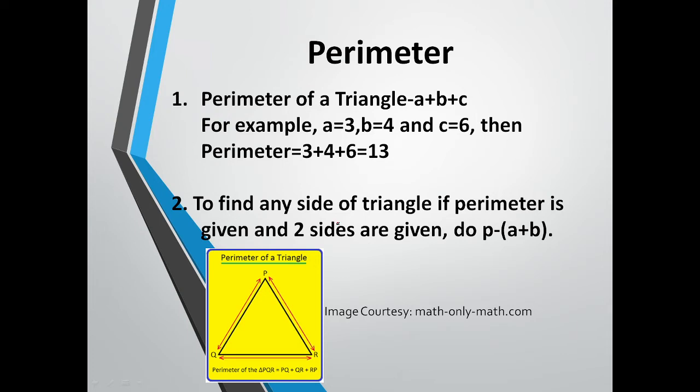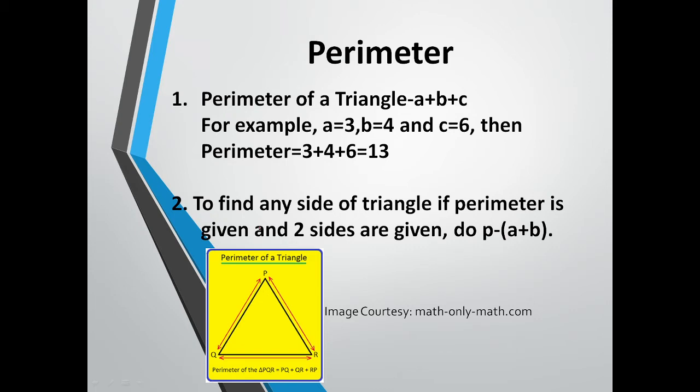To find any side of a triangle, if the perimeter is given and two sides are given, do p minus a plus b. So for example, if a was given and b was given, and we had to find c, and the perimeter was 13, we'll do 3 plus 4, 7, 13 minus 7, which is equal to 6. And then for example, if b and c are given, then a is not given and perimeter is 13, then 4 plus 6, 10, 13 minus 10 is 3. So it is very easy.